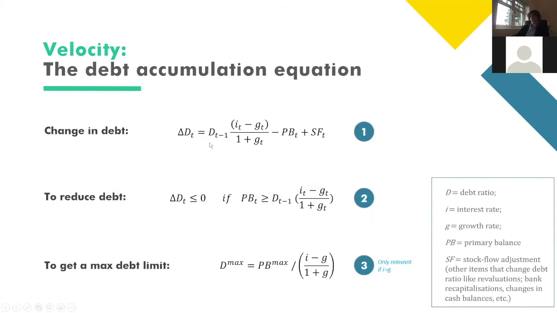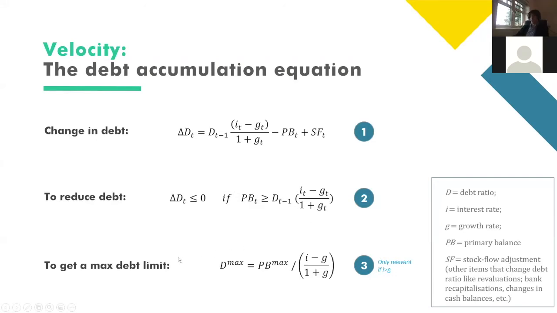And you can see the importance of this debt term in the previous period times this interest less growth rate configuration. So the I minus G setup that you have, and then your primary balance is the next most important term. We'll ignore these stock flow changes for simplicity. And if you want to reduce debt, you can see from this equation that you have to have a primary balance that's more than your debt times your I minus G term.